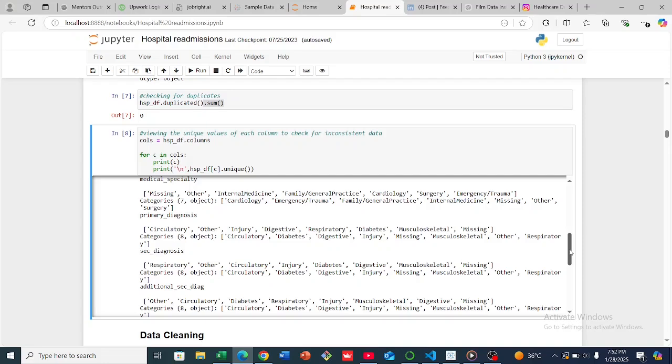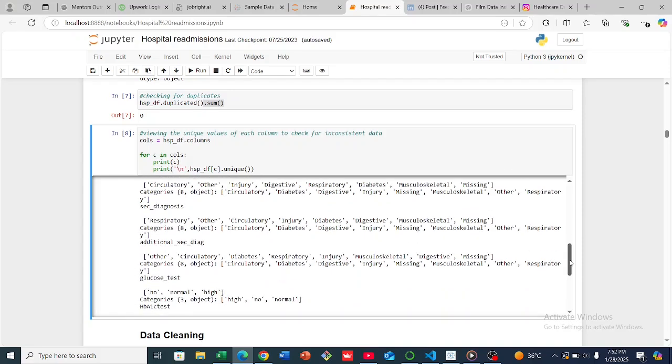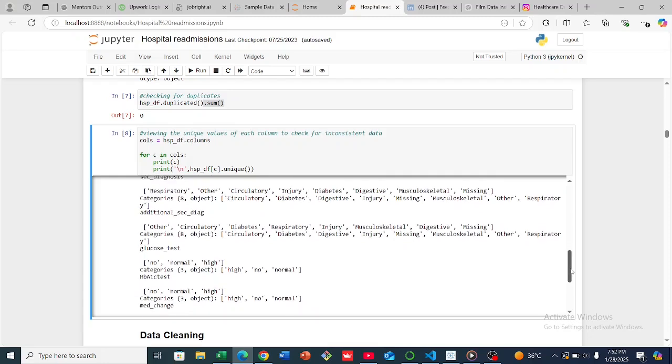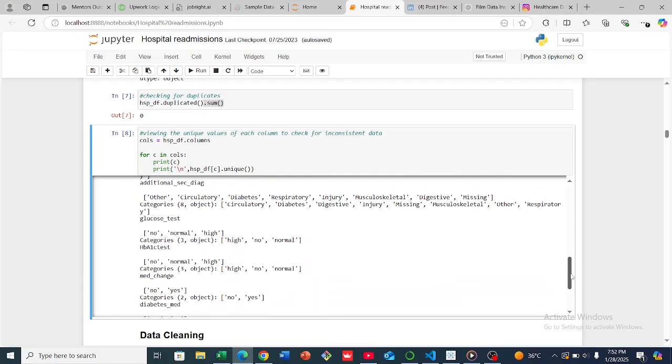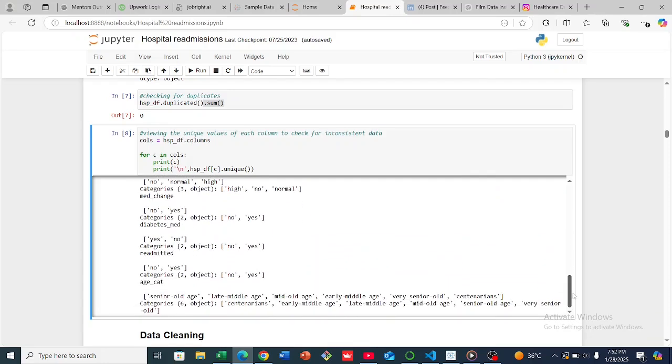So that was what I did. You can just go through it one after the other and check. If you find any inconsistent data, you take note of that, so that when you are doing your data cleaning, you incorporate that in cleaning your data.